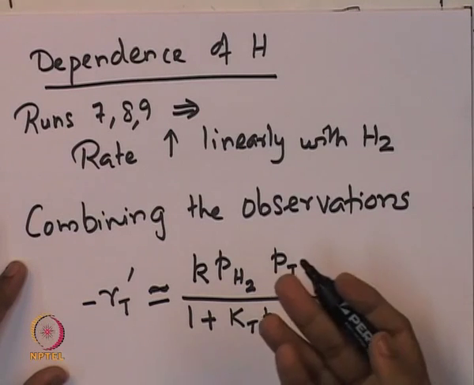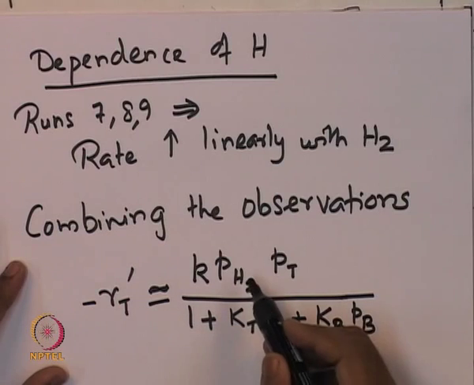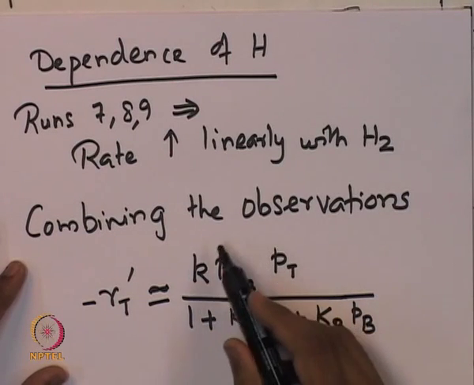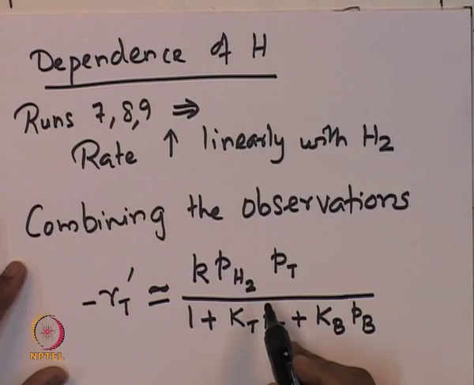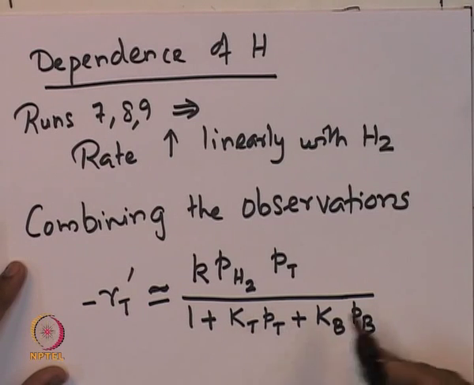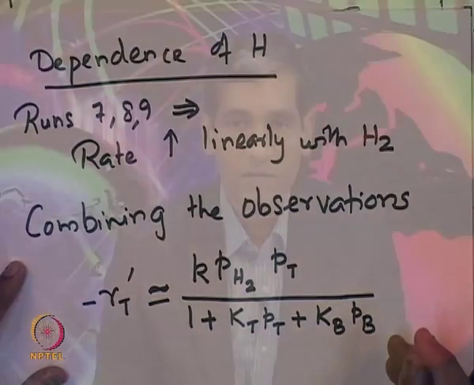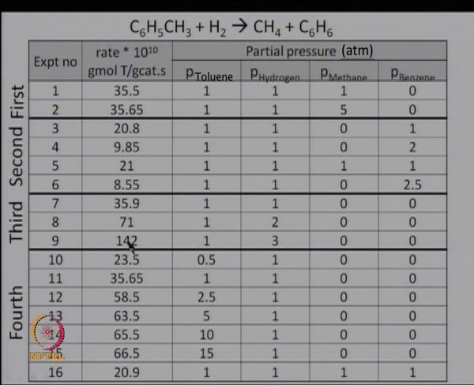Okay. So if I look at this equation, you can see that the rate is directly proportional to the partial pressure of hydrogen, and the partial pressure of toluene appears both in the numerator and the denominator of the reaction rate, and the partial pressure of benzene appears in the denominator of the rate expression. Okay. So this provides a method by which one could deduce the possible reaction rate law based on the experimental observations. This data is only an example, and in general data may not be available in such a form, and it may not always be possible to deduce the rate law by inspection.